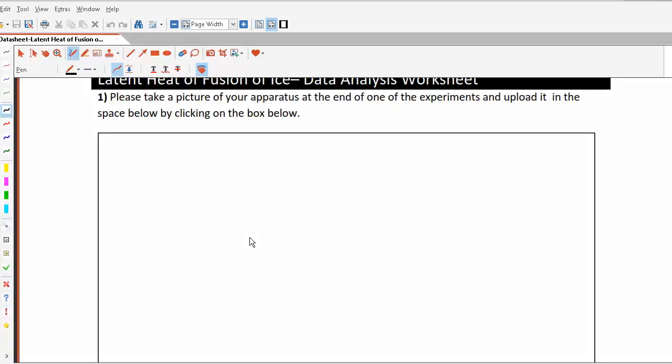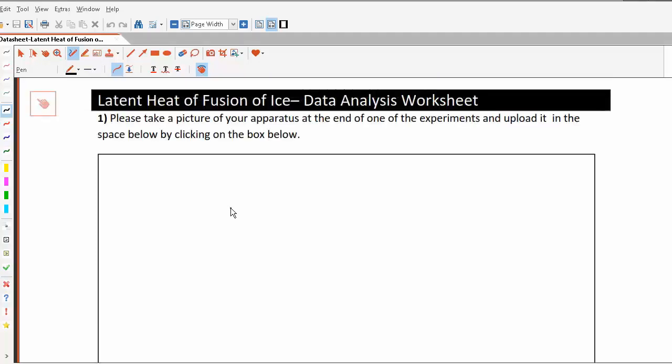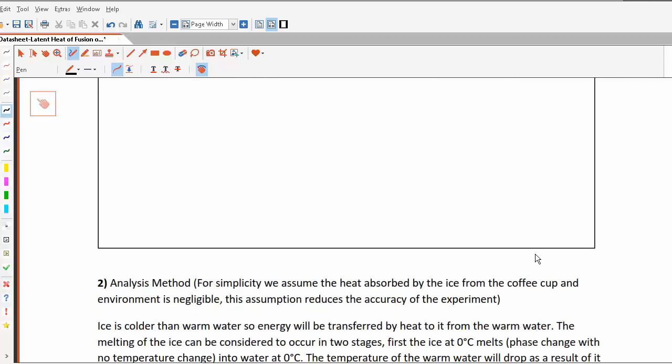This is a video to help you with a data analysis for the latent heat of fusion of ice experiment. In part 1, please click on the box to upload a picture of the apparatus that you used. Please include your coffee container or coffee cup, your thermometer, and your weighing scales in the picture.